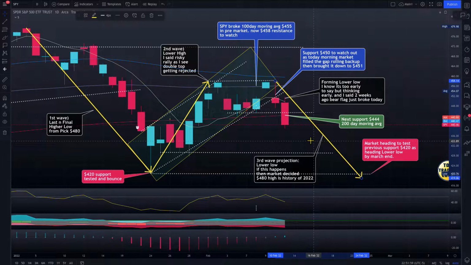Otherwise, 85% of people lose, including all the institutions. They all lose money in the stock market because they do not have the proper navigation. And I'm telling you right now, they do not have the proper navigation because they don't have the foundation.